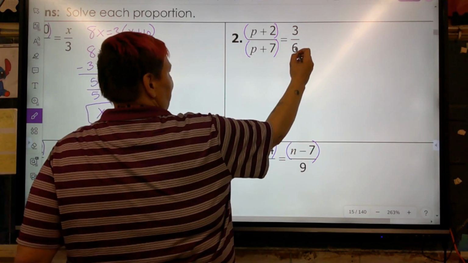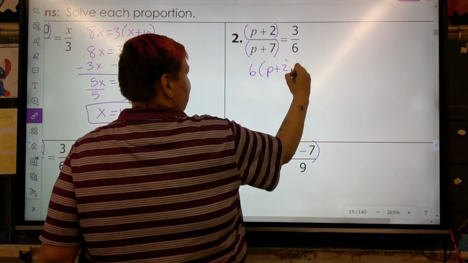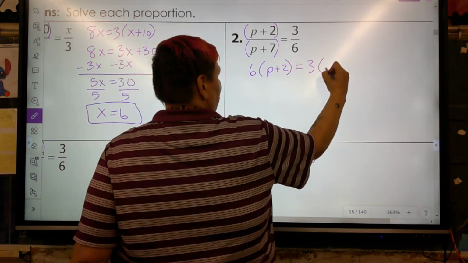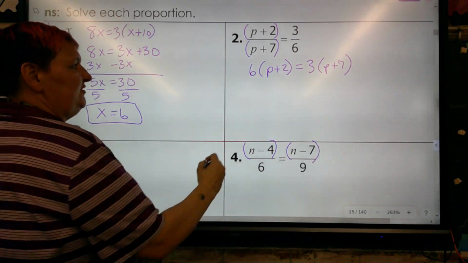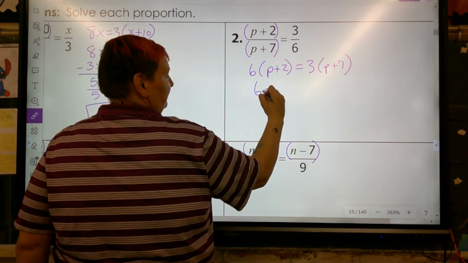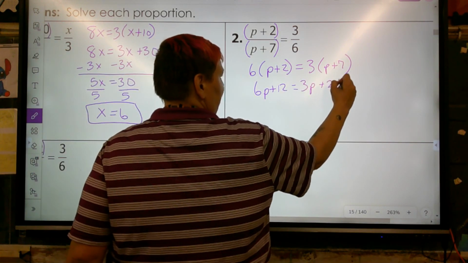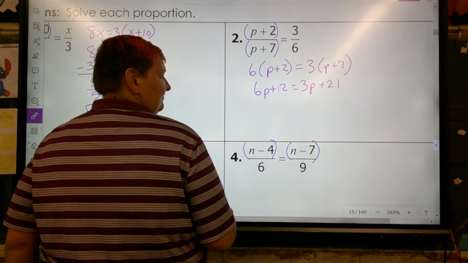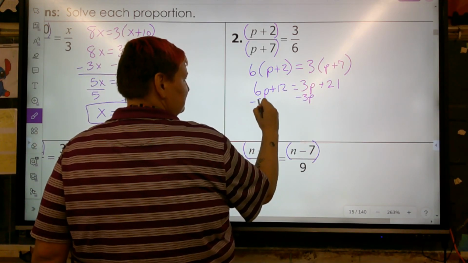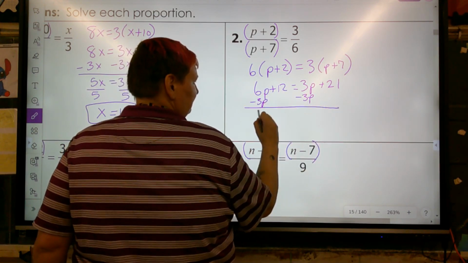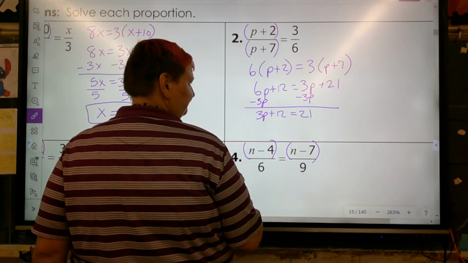This time let's start by the 6. 6 times the group p plus 2 is equal to 3 times the group p plus 7. Distribute. 6p plus 12 equals 3p plus 21. No like terms to combine. Let's move my variables. 3p plus 12 equals 21.